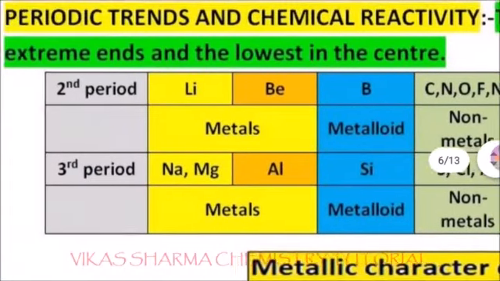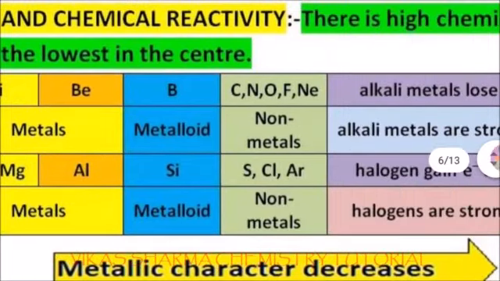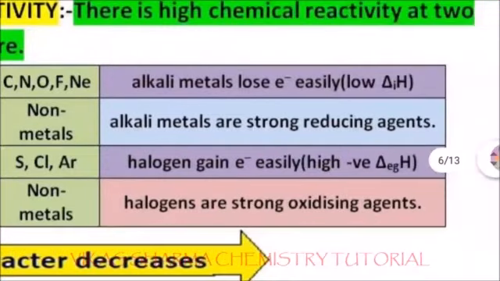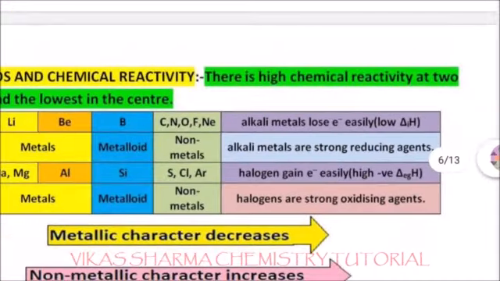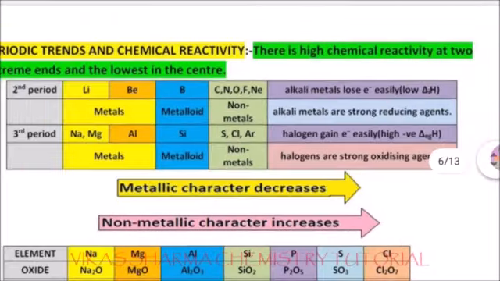In the third period, sodium, magnesium and aluminium are considered metals, silicon is a metalloid, and sulfur, chlorine and argon are non-metals. Halogens gain electrons easily, meaning they have high negative electron gain enthalpy, and halogens are the strongest oxidizing agents because they catch electrons easily in a chemical reaction. So metallic character decreases when we move left to right, and non-metallic character increases in a period.